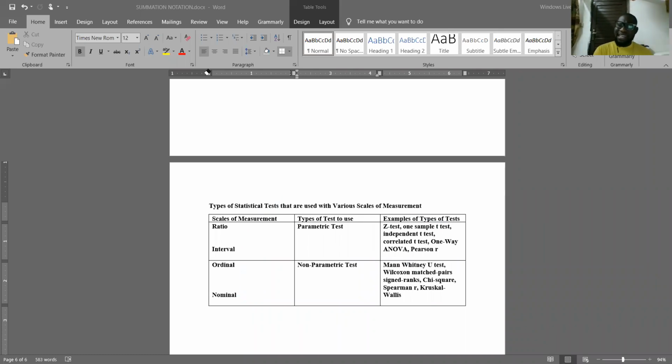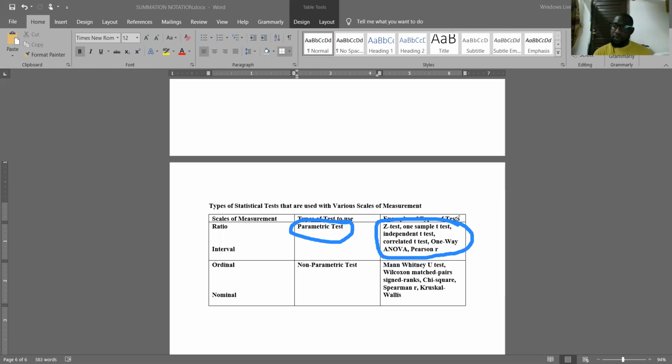So it means that there are two main assumptions underlying a parametric test. Any of these tests I have just circled, the two main assumptions I'll be stating run through all of them. With a parametric test, the scale of measurement should either be ratio or interval. That's the first assumption you need to know.